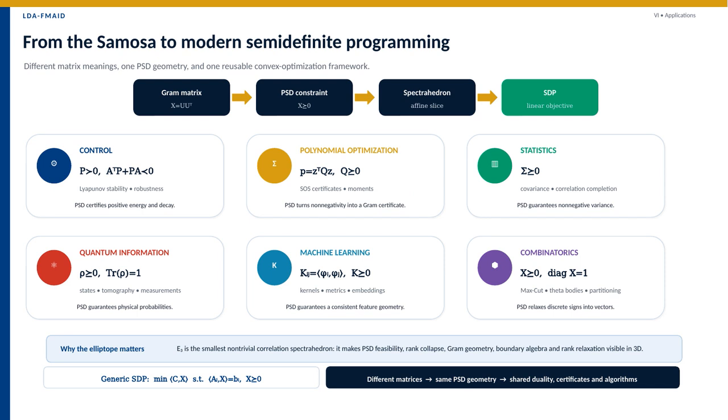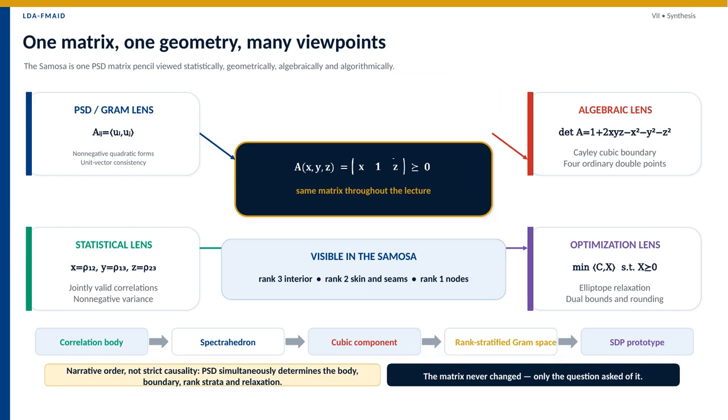The same positive semidefinite geometry appears in many fields. Lyapunov matrices certify stability in control, Gram and moment matrices certify polynomial non-negativity, covariance, density, and kernel matrices enforce valid statistical, quantum, and feature space models, and lifted matrices provide convex relaxations in combinatorial optimization.